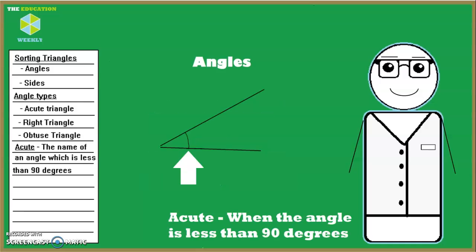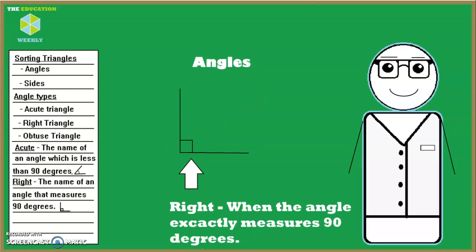Let's start with an acute triangle. An acute angle is when the angle measures less than 90 degrees. Degrees are a unit of measurement for angles. If it measures less than 90 degrees, it's an acute angle. If all the angles in a triangle are acute, it's an acute triangle.